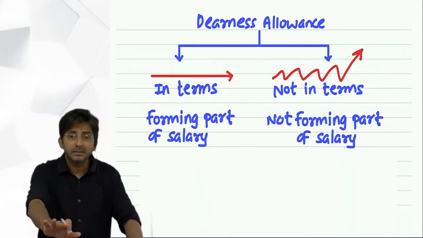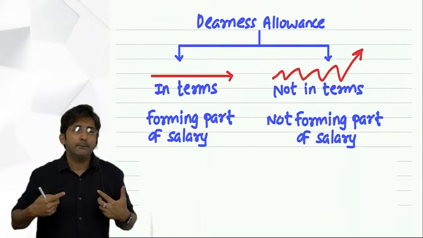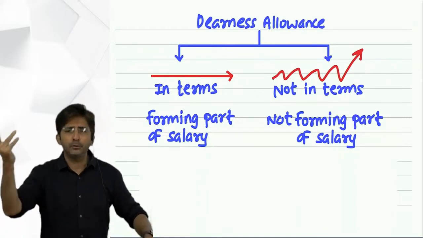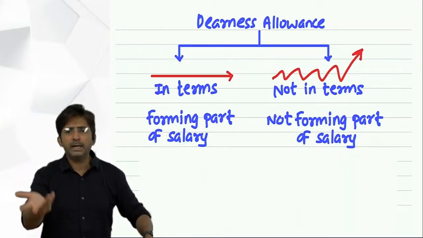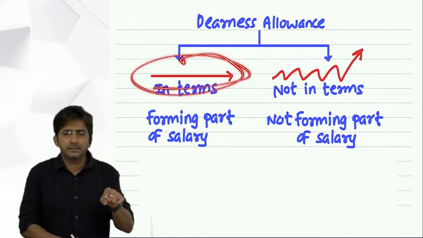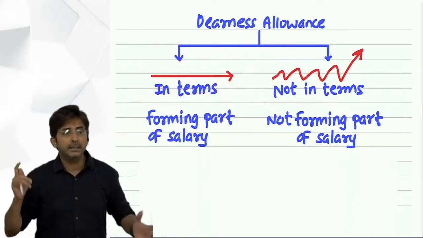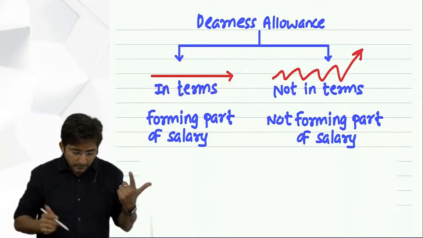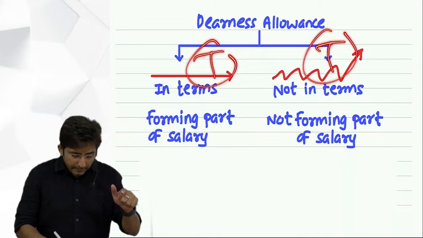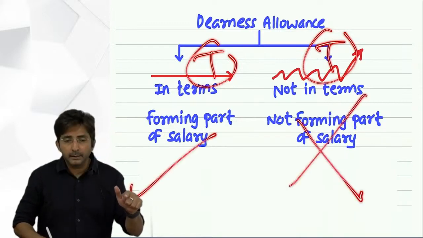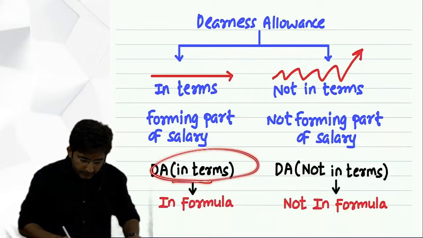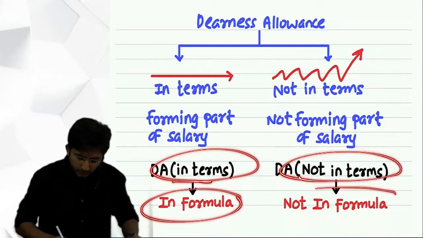It will change, but as per the terms of the boss. Say for example, after 5, 10 years of service, your performance was so good, I have promoted you in the company. So once you get promotion, everything will increase, basic, DA. So in short, this DA will increase, but not according to inflation, it will increase according to my terms. In short, see, both the DAs are taxable, but in the formula, this is taken, this is not taken. See, there is one good slogan here, read. In terms, in formula, not in terms, not in formula.